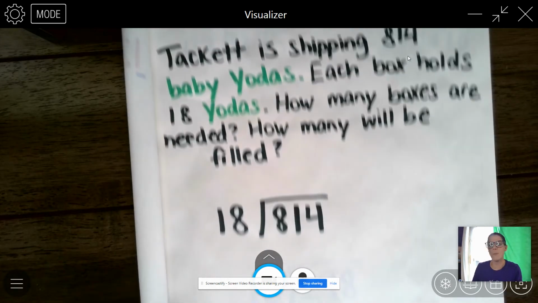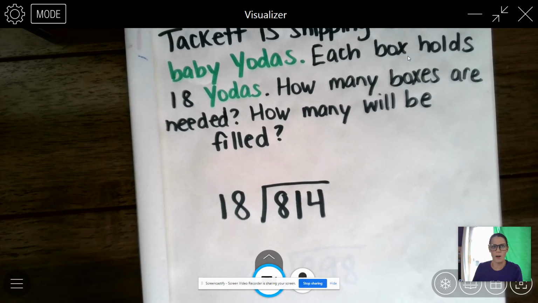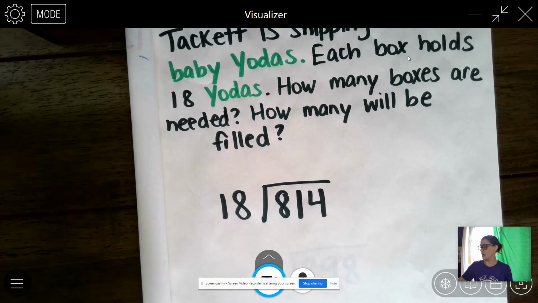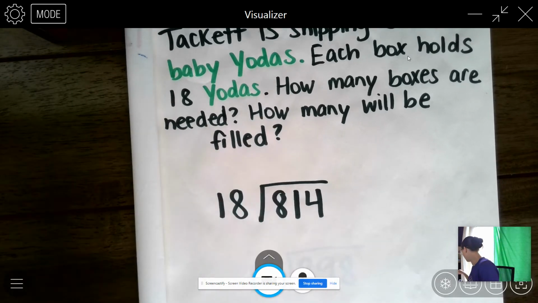So the way I would set this problem up is 814 Baby Yodas divided by 18.